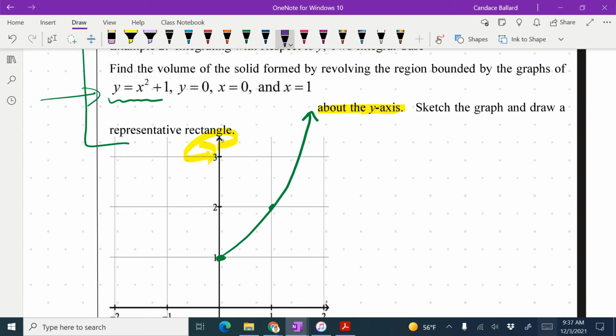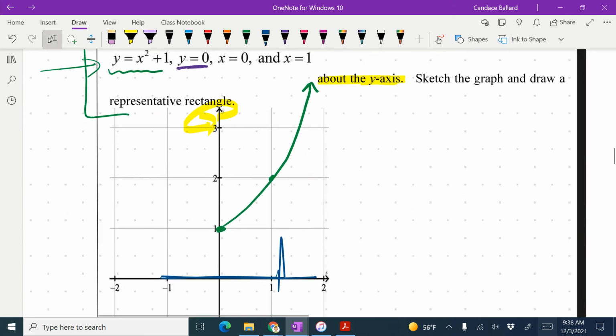All right, we've also got that y equals 0. That's the axis. Let's see. Yes, y equals 0 is the axis. I don't think that's y equals 0. No, that's x equals 0. Y equals 0 would be here, wouldn't it? All right, and yeah, I was in the wrong spot.